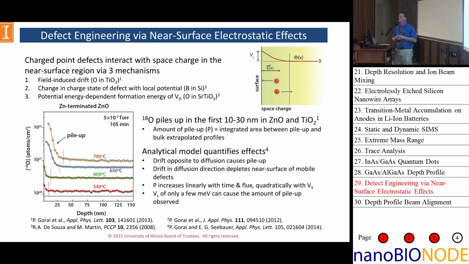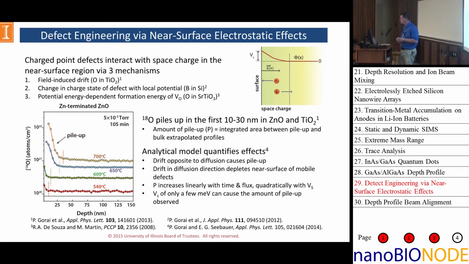Because of that, and because we can use a low energy ion beam for material removal in the TOF SIMS, one of the projects I was working on with Professor Seebauer looked at charged point defects and how they interact with the space charge region in the near surface. They would anneal the samples in natural abundance oxygen, then come back and anneal with isotopic oxygen, and follow the difference between the two as a function of depth. They found that oxygen-18 will pile up in the first 10 to 30 nanometers for both zinc oxide and titanium oxide.